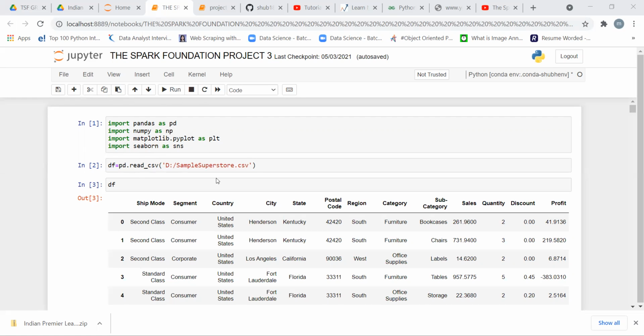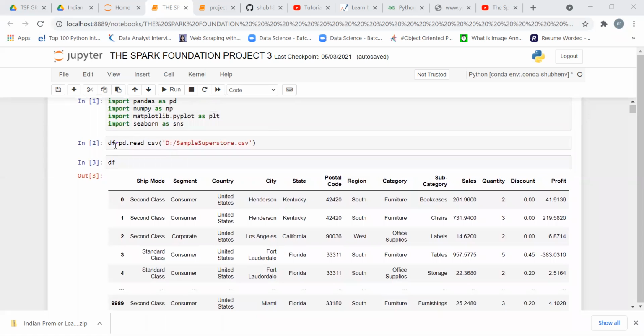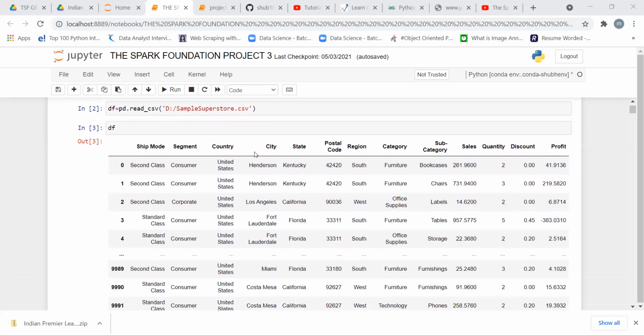So here we use all four libraries for this data set, and then we take the sample superstore data set, which is stored in the D drive. Here we mention the location of the data in my drive. We use df equals pd.read_csv. It is a csv file, so we write csv and mention the data set.